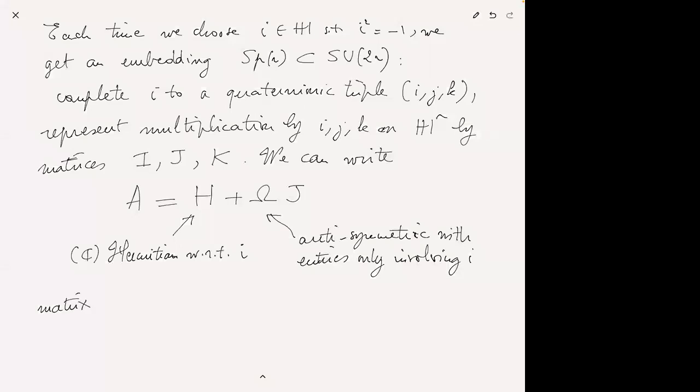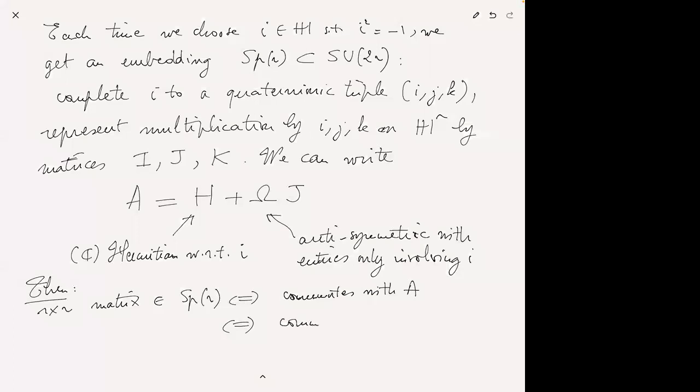a matrix, an r by r matrix, right, with the entries in the quaternions. You can show that an r by r matrix belongs to Sp(r). Well, first of all, by definition, basically, it means that it commutes with A. And then you can show that this is equivalent to it commuting with H and omega.